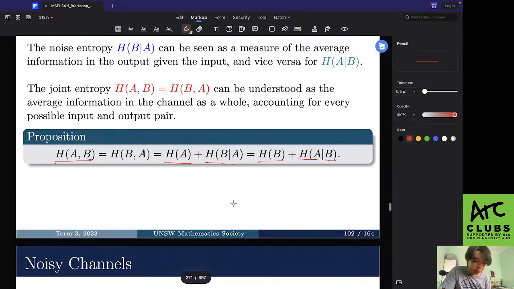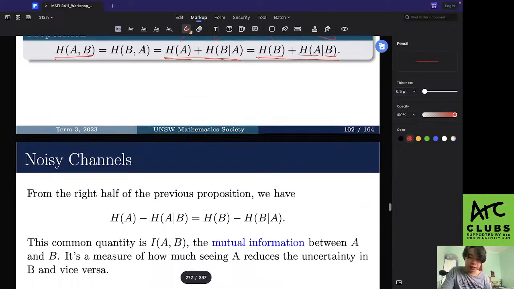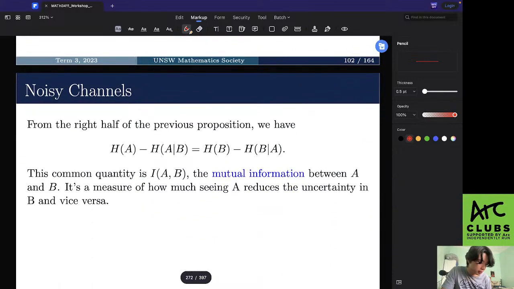So, we know that from our previous formula, these two terms are equal to each other. And what we might do is, we know that it's also equal if we subtract HA on both sides and HB on both sides, and we get this right here, which is HA minus the entropy of A given B, which is equal to HB minus the entropy of B given A. And we call this the mutual information.